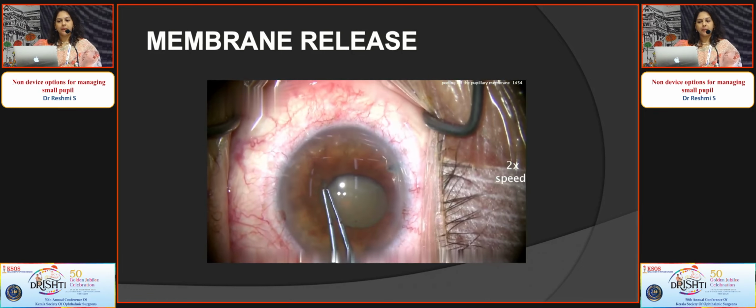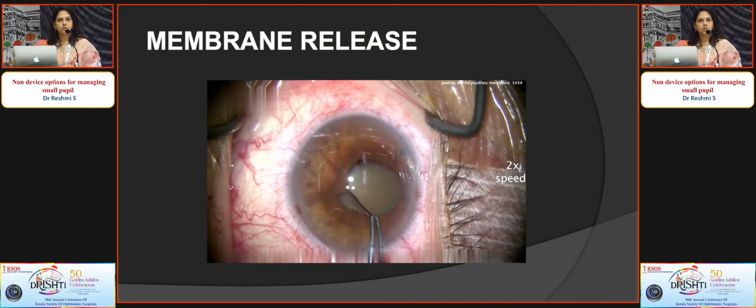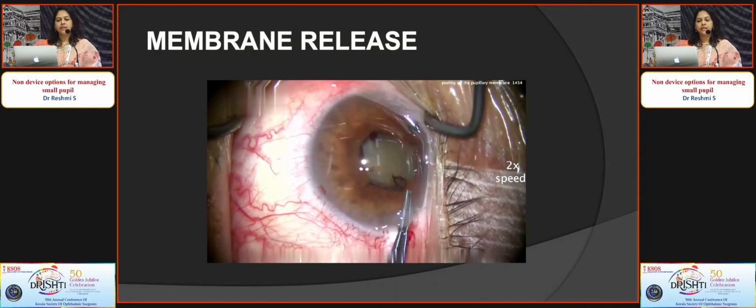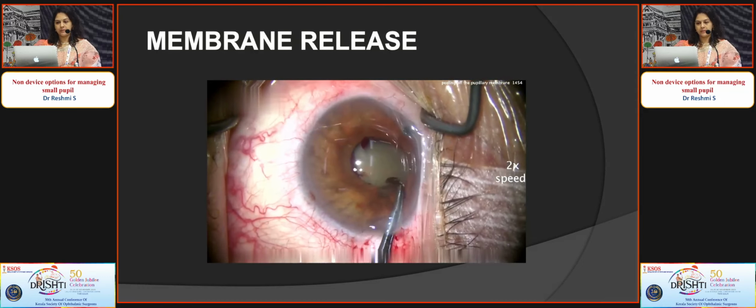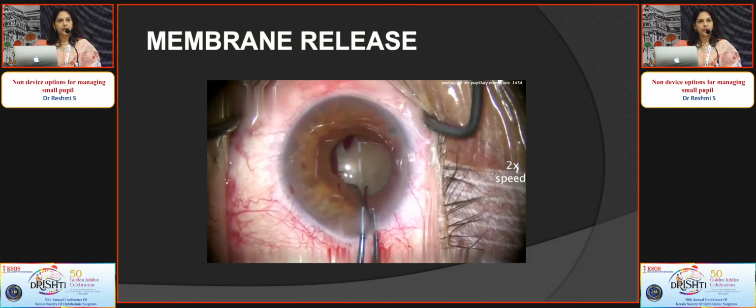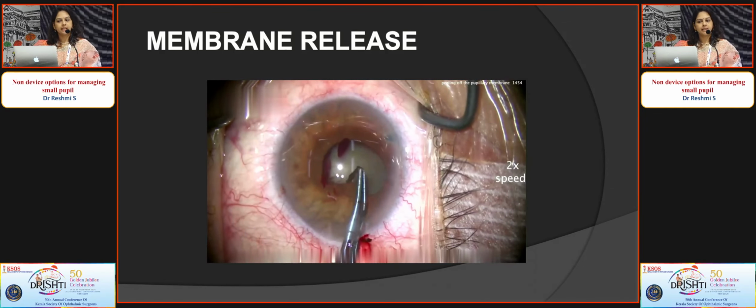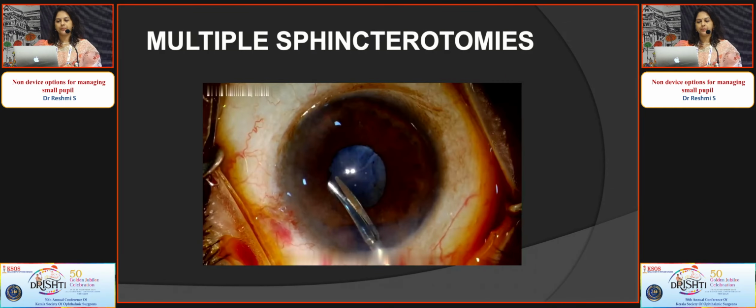If there are any membrane adherent to the pupillary area, it has also to be released. Using capsulorhexis forceps is better. Carefully tear away the membrane from the pupillary margin. Avoid causing iridodialysis and injury to the anterior lens capsule. Some amount of bleeding is expected during this procedure.